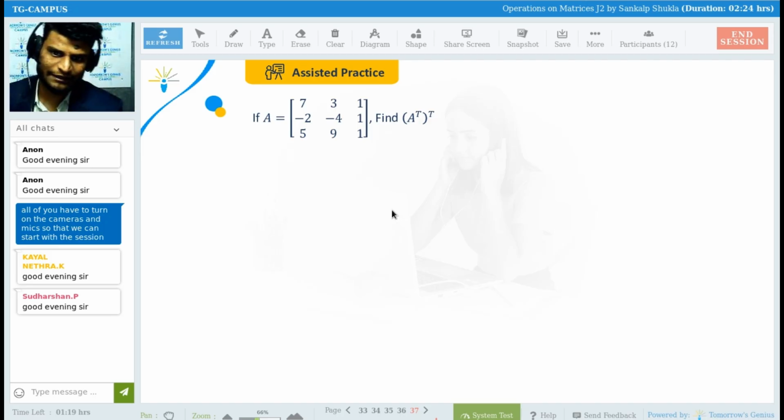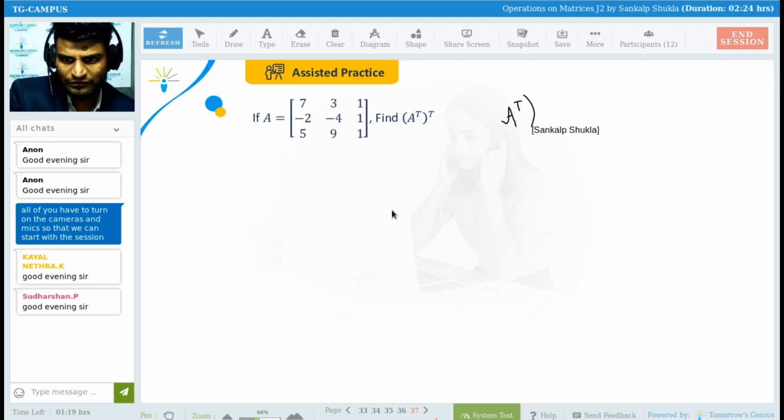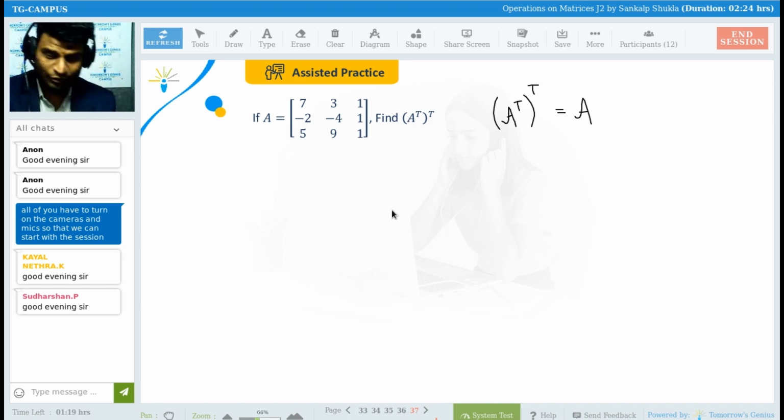So you have to find A transpose and then take the transpose again. I've told you this property: the transpose of A transpose is always equal to A. So there is no need to do that question, because the answer is going to be the same. I don't know how it appeared sometimes in competitive exams, so that is why we have this question here.